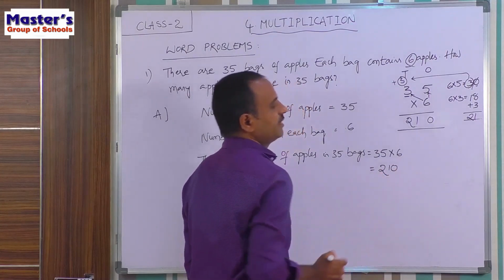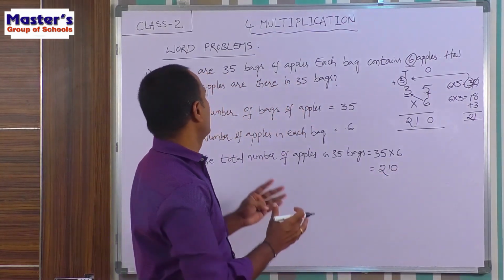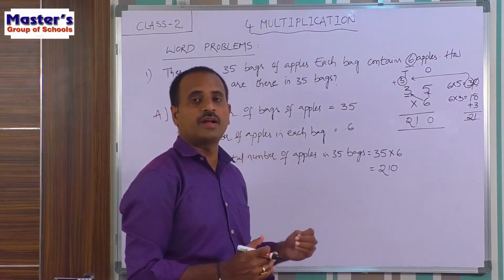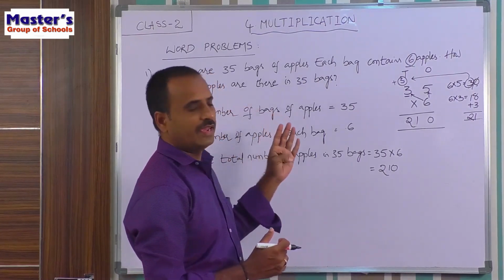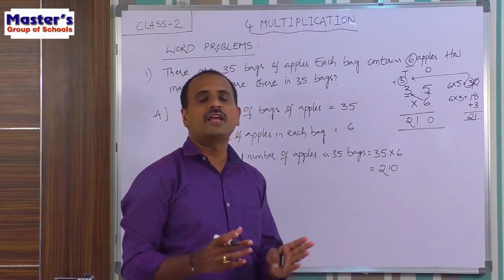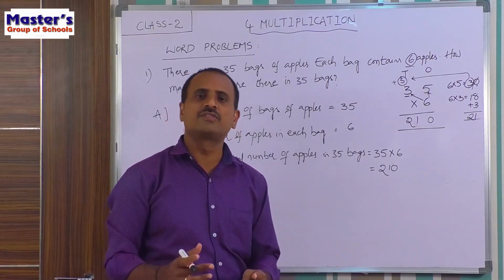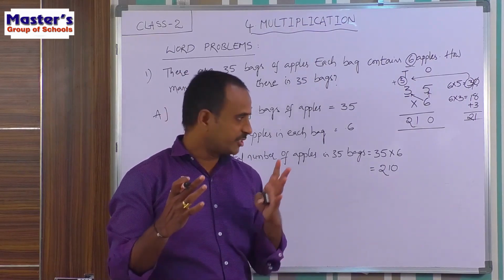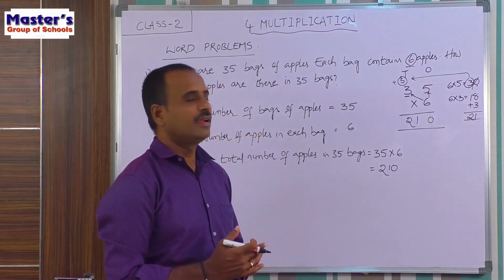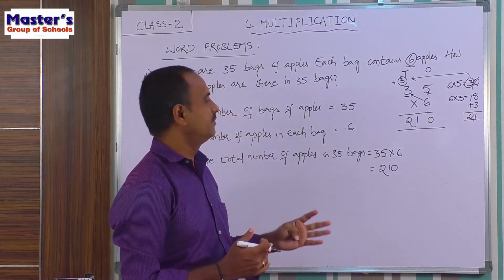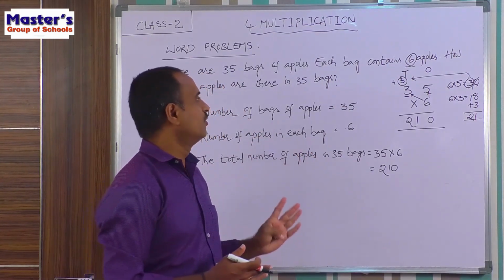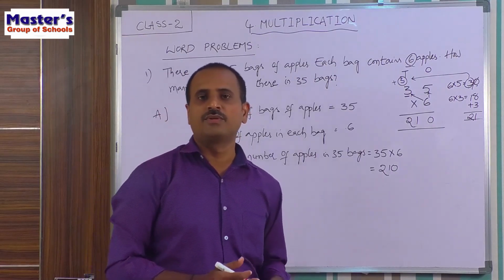So write the answer here. So children, the total number of apples in 35 bags is 210 apples. In this way, we have to write the steps for every word problem and solve the word problem. So note down this problem in your notebook.